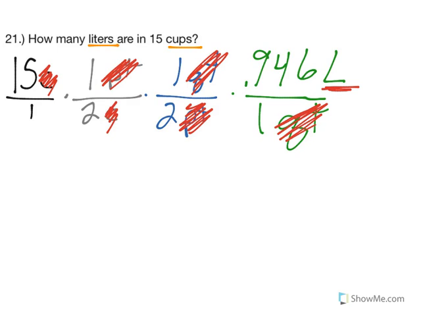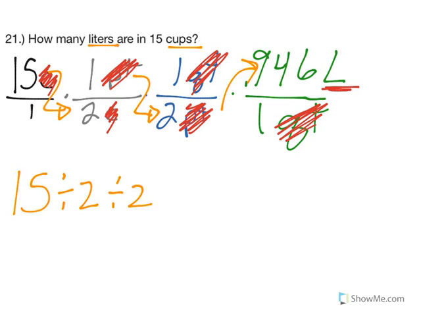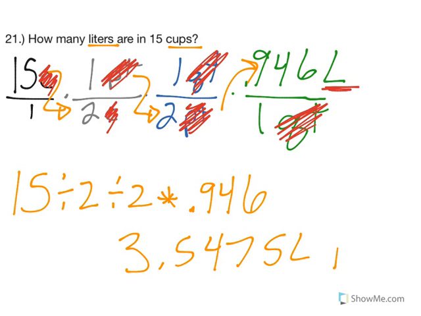So now when I go left to right, I start with 15. 2 is in the bottom, so I divide by 2. Next number, 2 is in the bottom, so I divide by 2. 0.946 is in the top, so I multiply by 0.946. And when I do all that business, I end up with an answer of 3.5475 liters.